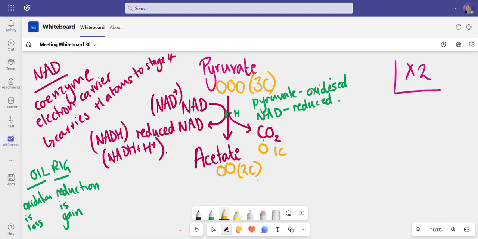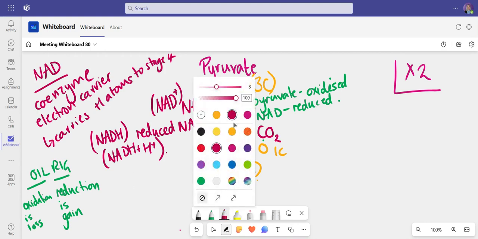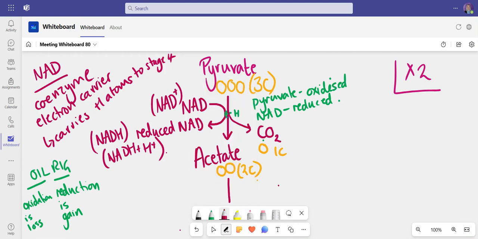The next stage that happens is that another molecule actually gets added in. So we draw that like this. The enzyme that's going to be added in is called coenzyme A. Sometimes you might see it written just CoA.